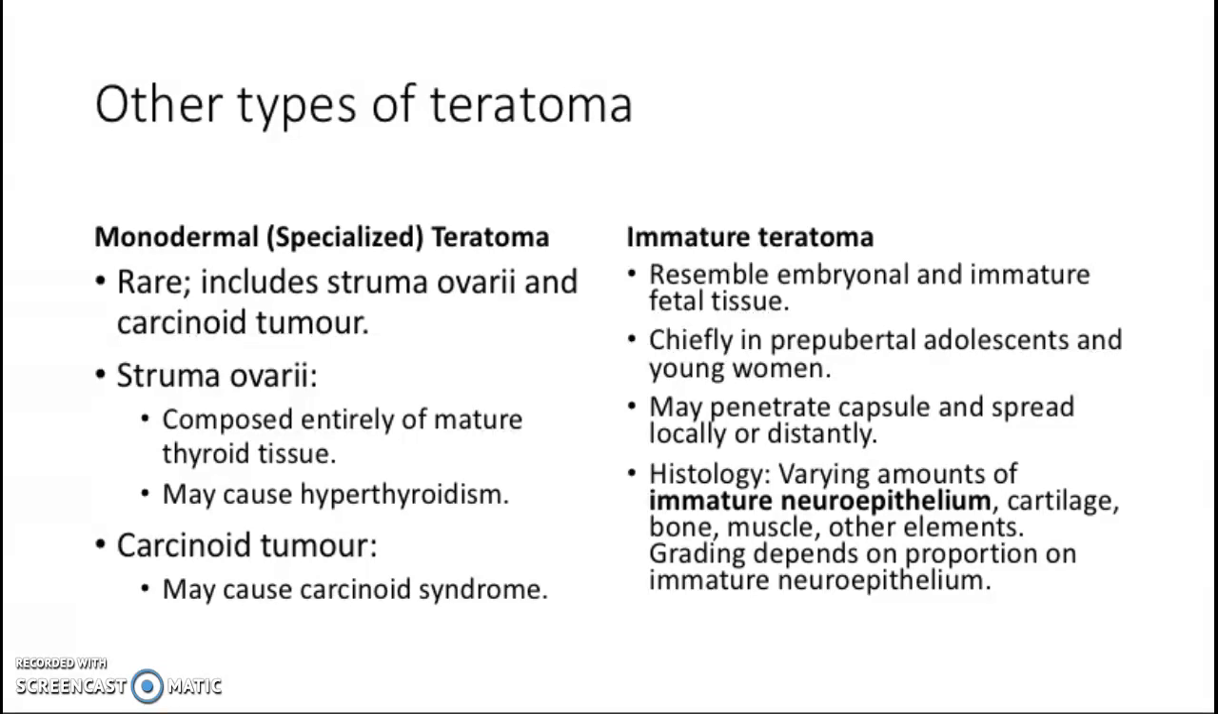Another type is immature teratoma. It resembles embryonal and immature fetal tissue. It occurs chiefly in prepubertal adolescents and young women, and it may penetrate the capsule of the tumor and spread locally and distally. Histologically, it can present as varying amounts of immature neuroepithelium, cartilage, bone, muscle, and other elements, and grading depends on the proportion of the immature neuroepithelium.